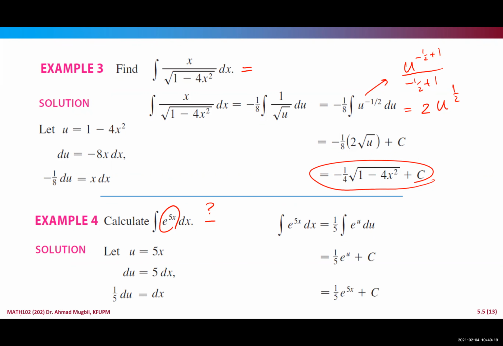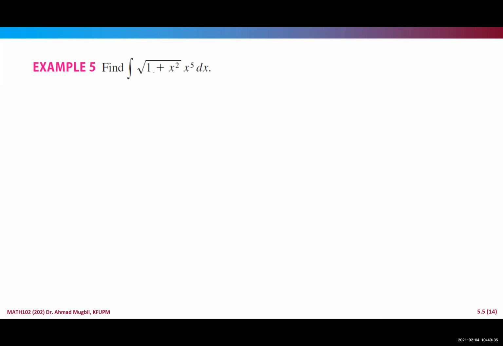Now let's go to another example, and here we have an interesting example. Again, ya shabab, you need to be smart and start with a good substitution. What do you think, ya shabab? What is the good substitution here? 1 plus x squared. When you have a square root, what is inside the square root, u, equals 1 plus x squared.